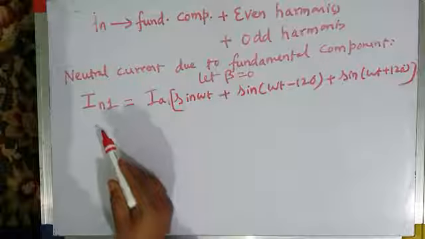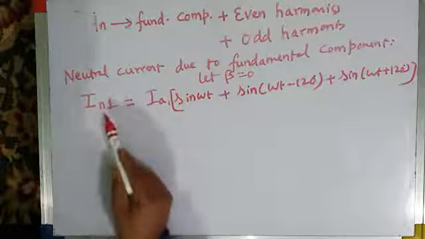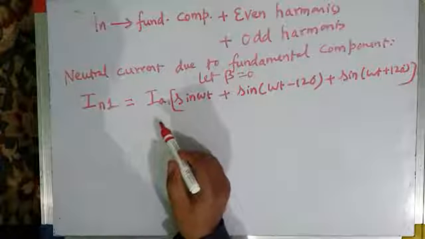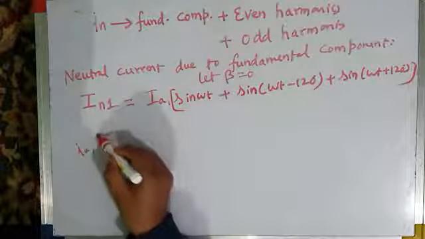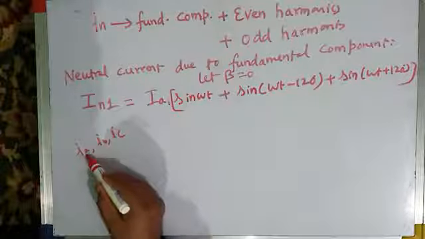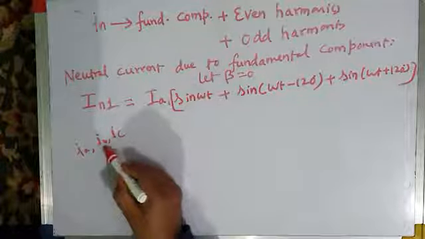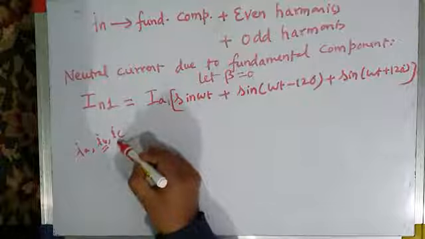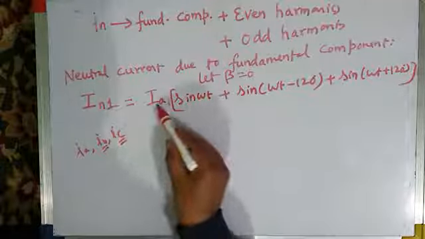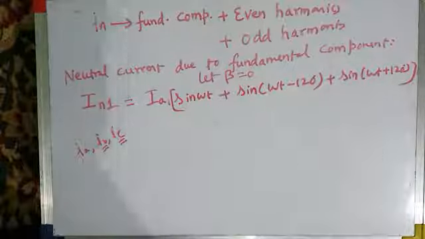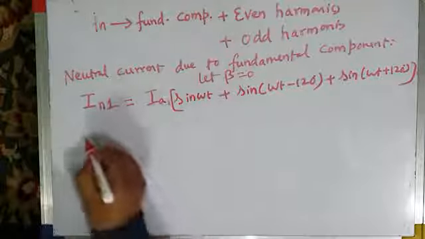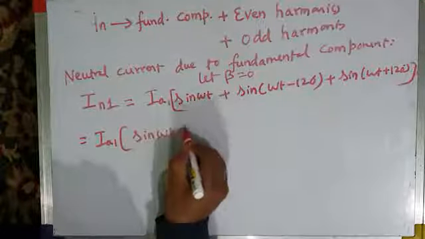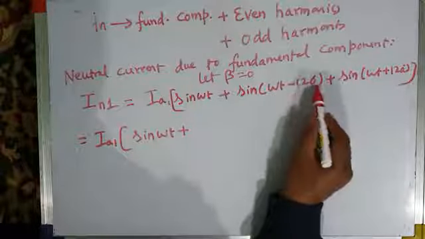Let me repeat. I am now trying to find out whether there is any neutral current because of fundamental components of current. What are the fundamental components of current? There are three line currents, IA, IB and IC. What is the fundamental component of line current IA? It is IA1 sine omega t. What is the fundamental component of line current IB? It is IA1 sine of omega t minus 120 degrees. And what is the fundamental component of line current IC? It is IA1 sine of omega t plus 120 degrees. That's what I am writing. What I have done, I have taken IA1 common. So it is equal to IA1 times sine omega t plus, this is sine of A minus B, which is sine A cos B minus cos A sine B.